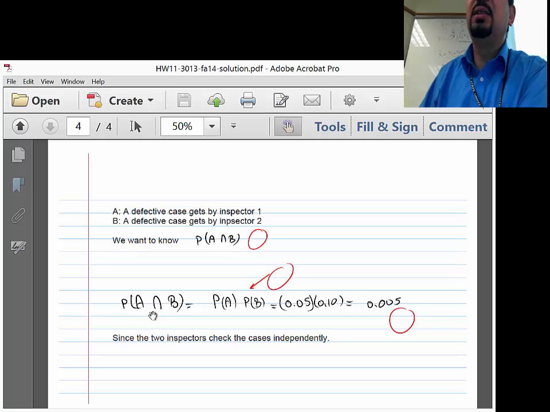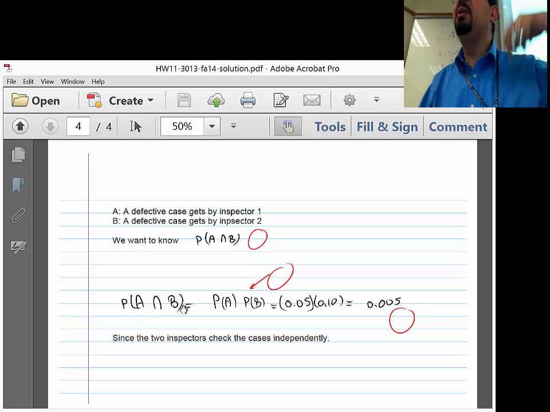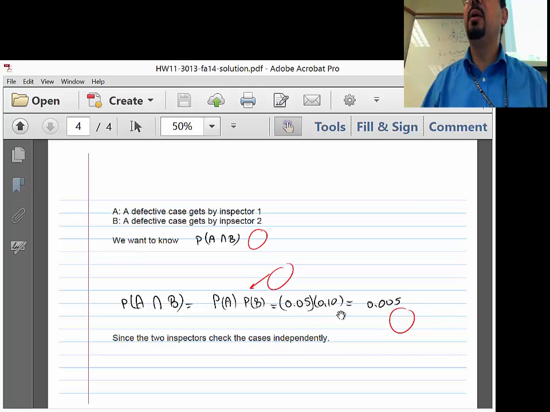So it's the probability of A intersect B. A and B need to happen, and because they are independent, because they check the case independently, it's 0.05 multiplied by 0.1. So that is the chance that we will ship something bad out of this place. It's less than 1%. It's 0.5% chance.